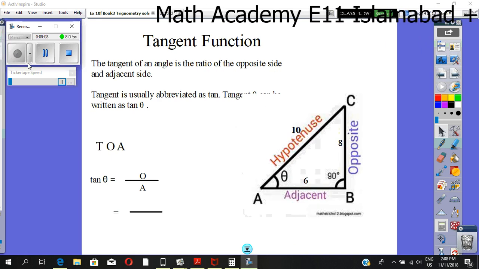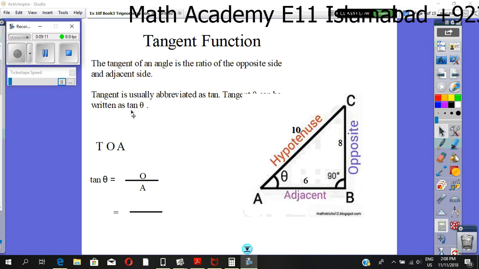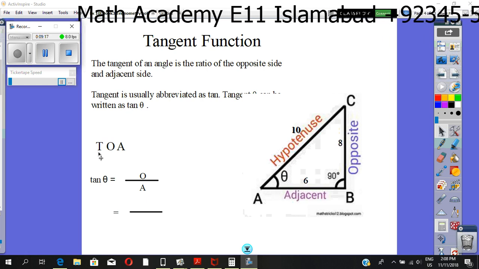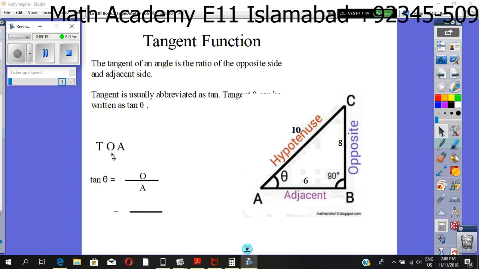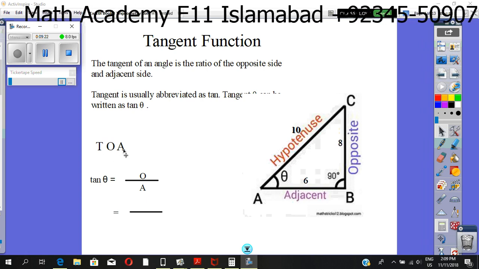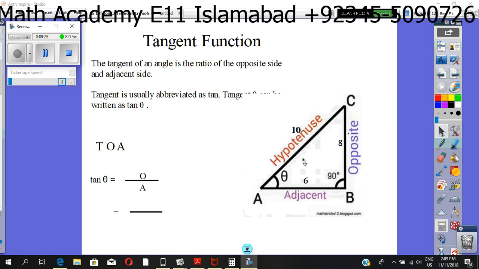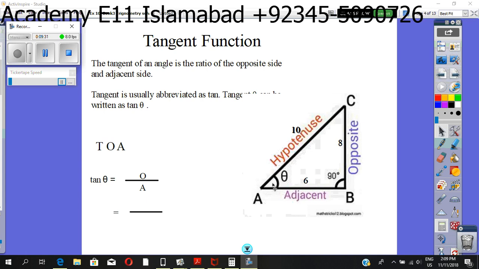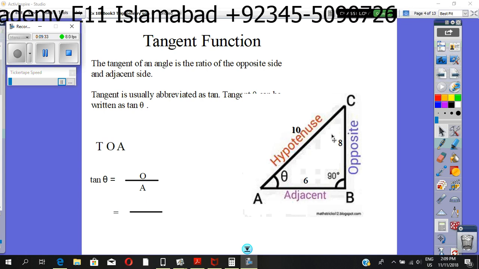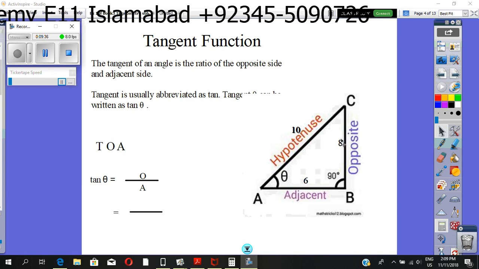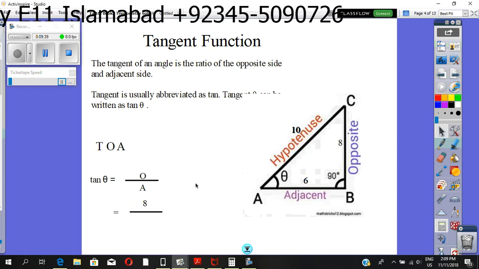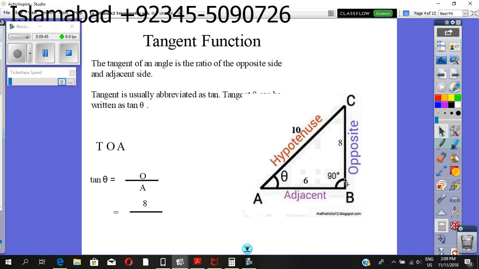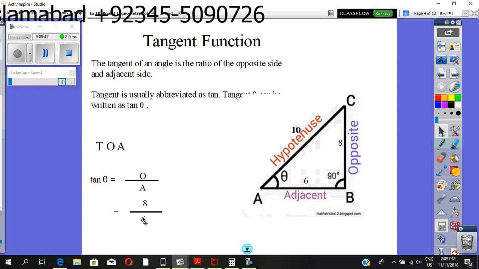Tangent function. In short, we say tan theta, tan x, or any unknown angle, is TOA: T stands for tan theta, O for opposite, and A for adjacent. Here, let's suppose we have a right angle triangle with sides 8, 6, and hypotenuse 10. The opposite side is 8, so we write 8. Then the adjacent, next to the 90 degree and theta, is 6.